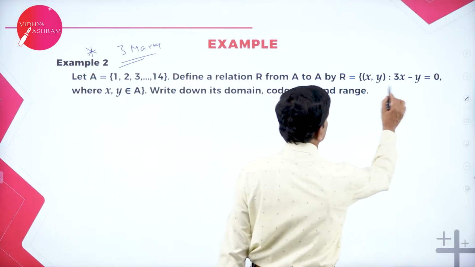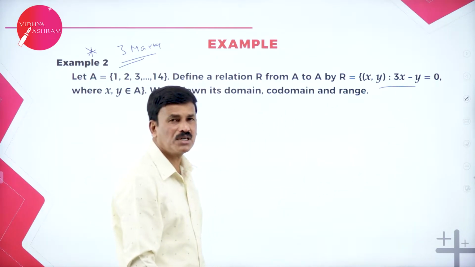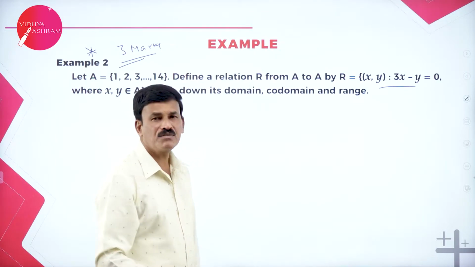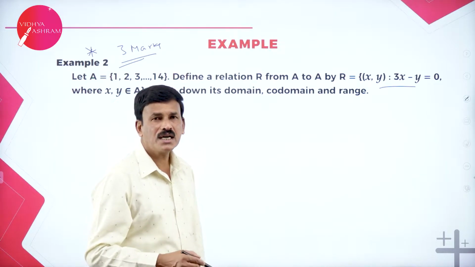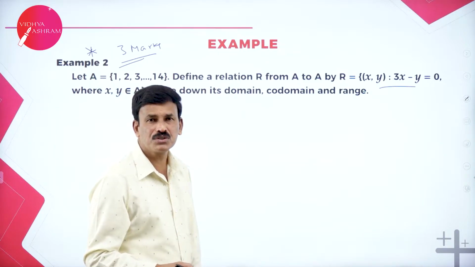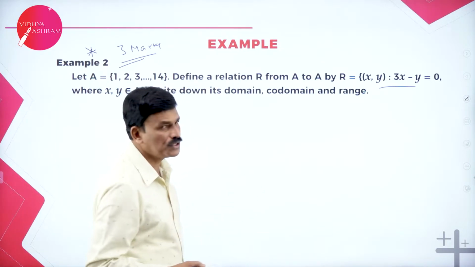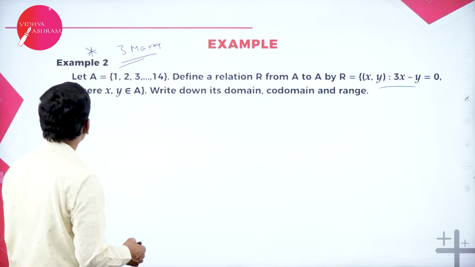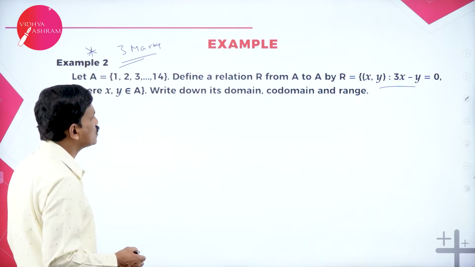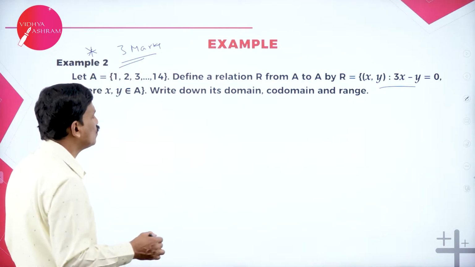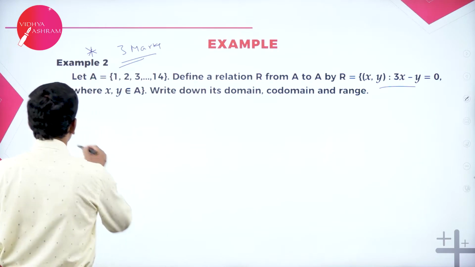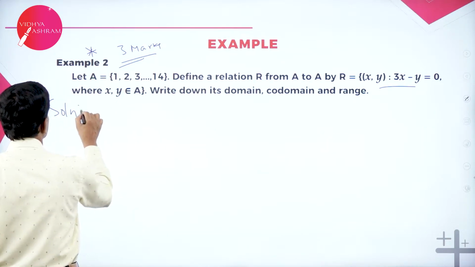R is equal to (x, y) such that 3x minus y is equal to 0. Multiply the first element by 3 and subtract the second element. If it is equal to 0, then you are going to get the elements of the set R, and write down its domain, codomain and the range. Now, let us write down the relation first.